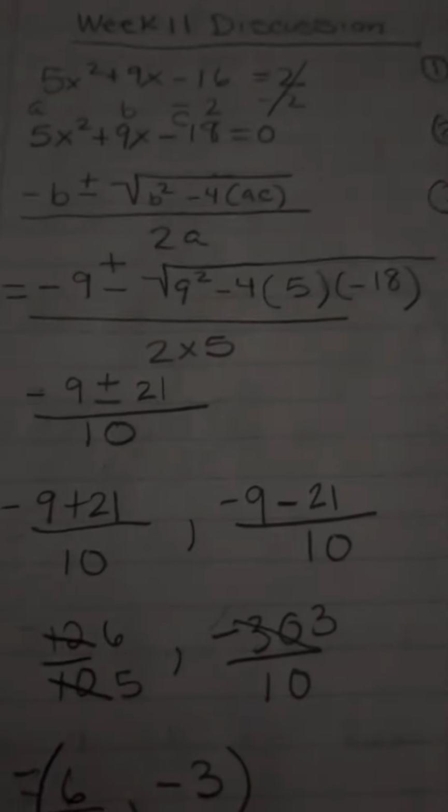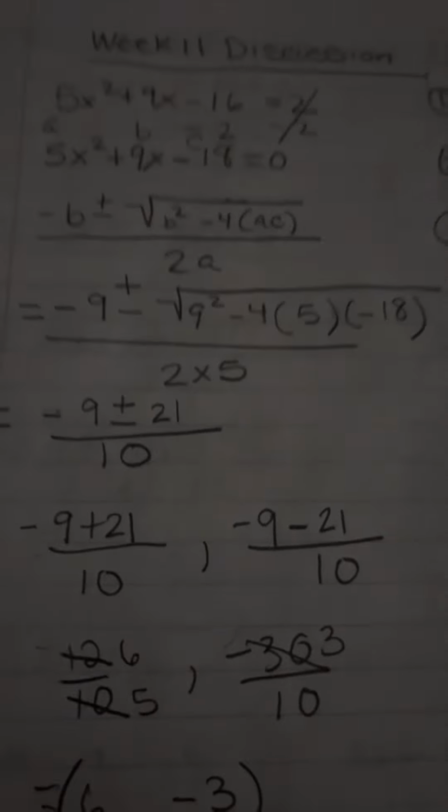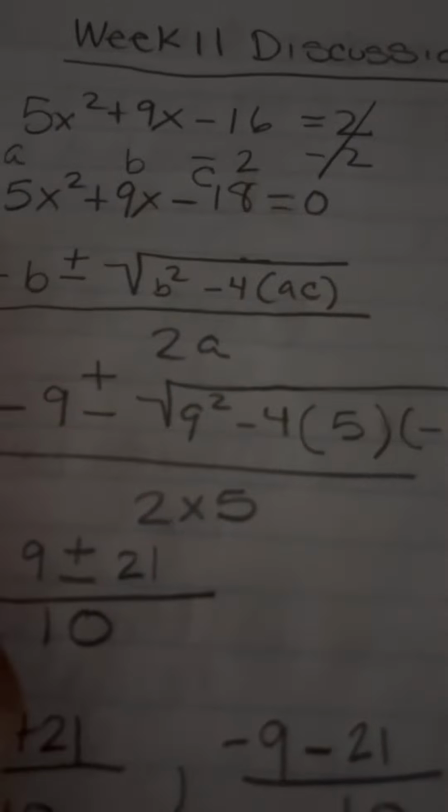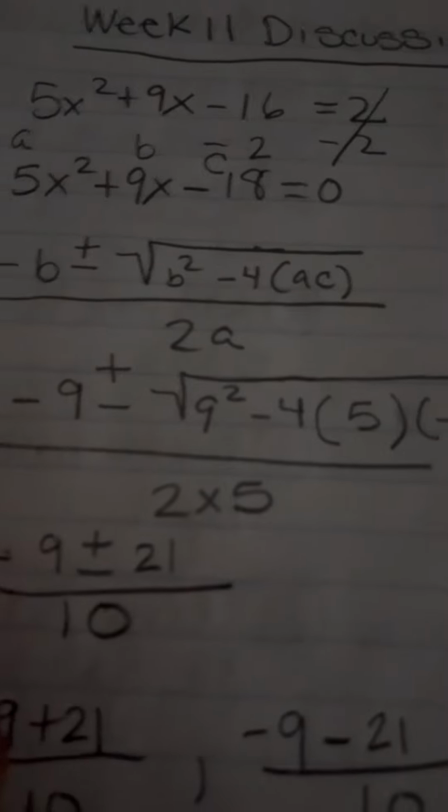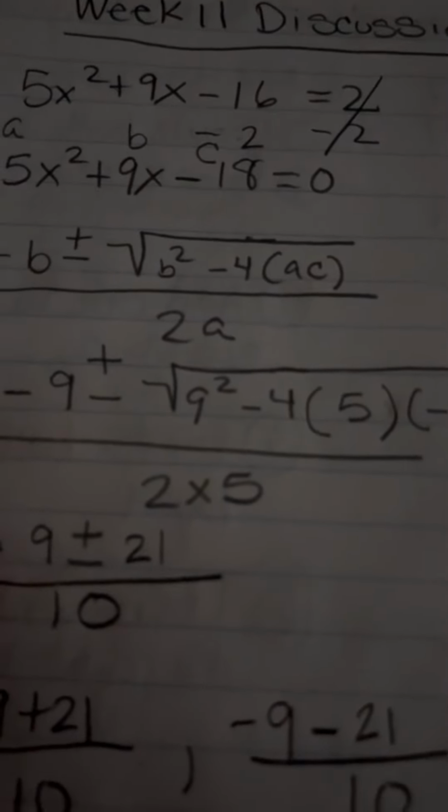Okay, so this week had to do with using the quadratic formula. So the problem was 5x squared plus 9x minus 16 equals 2. So first, I subtracted 2 from both sides. Here at the 16 and the 2.